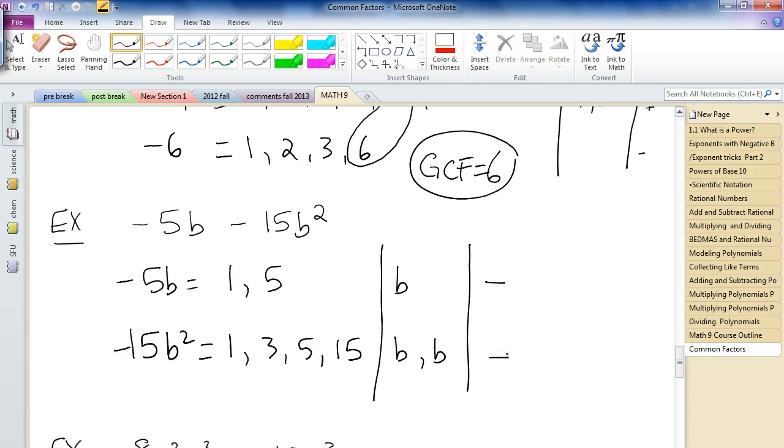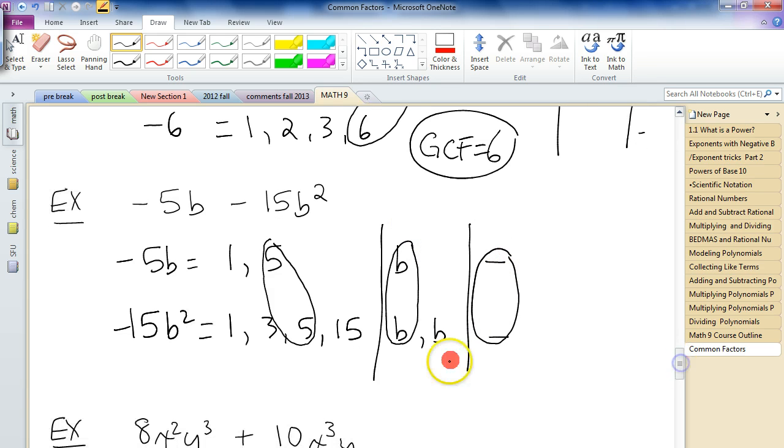So what do we got in common between the two? Got a 5 in common, that's the biggest number. We got at least one b in common, that's all we can say. And they both have a negative sign. So the greatest common factor is a negative 5, and 1b. Negative 5b.